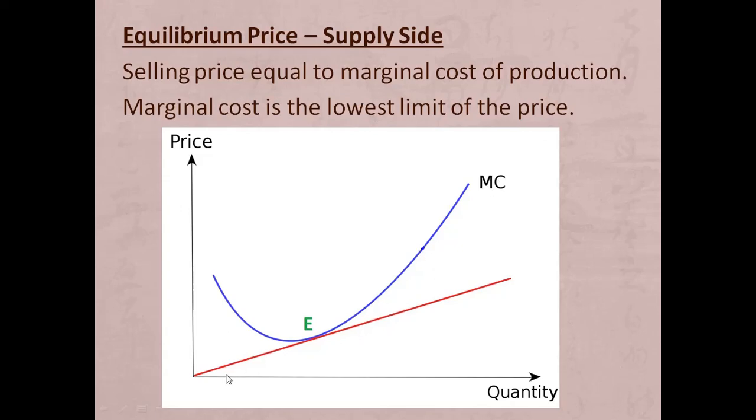So here let us suppose that this curve drawn with blue line is your MC curve, that's the marginal cost curve, and this red line is your supply curve. Now whenever they meet, this point E is known as the equilibrium, and the price prevailing here becomes the equilibrium price.